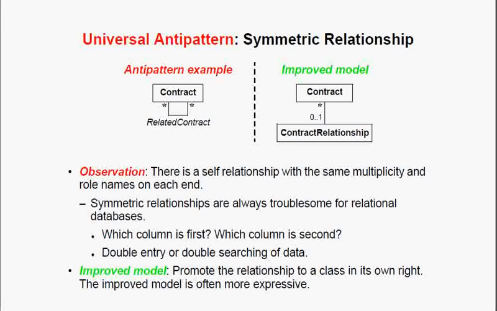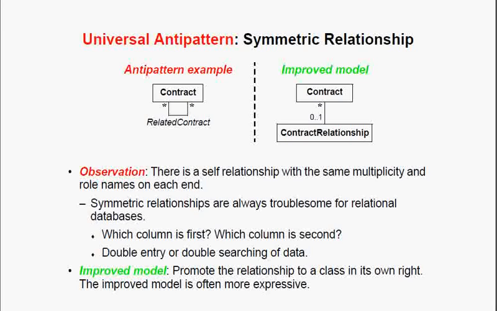It's a symmetric relationship, and you'll notice I'm using UML notation here for data modeling. So the antipattern example, it's a many relationship on a contract. A contract's related to many other contracts. It's clearly a bona fide UML model, and actually it works quite well for programming, but does not work for relational database. And if you think about it a little bit, the problem is fairly obvious.